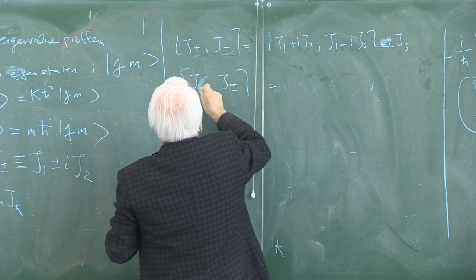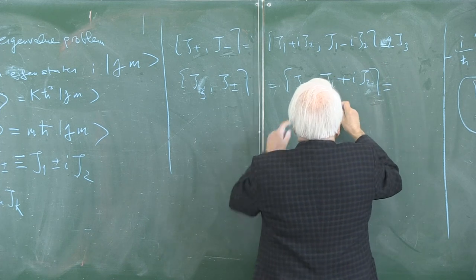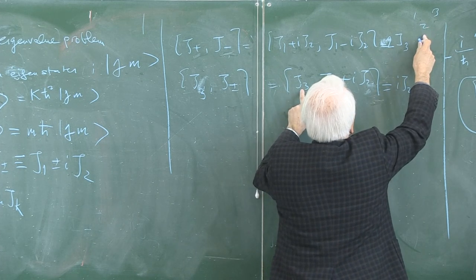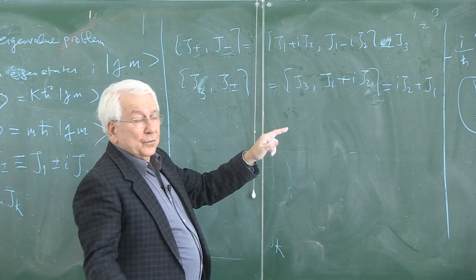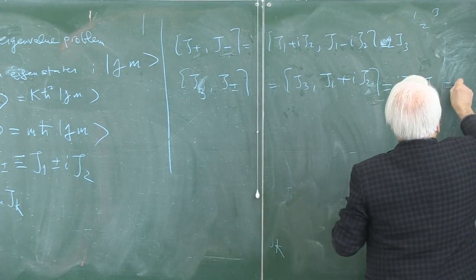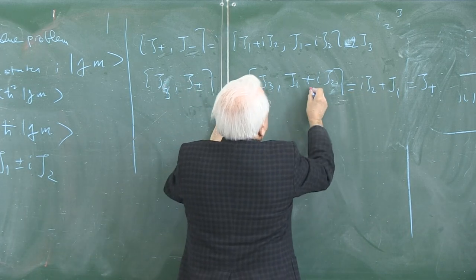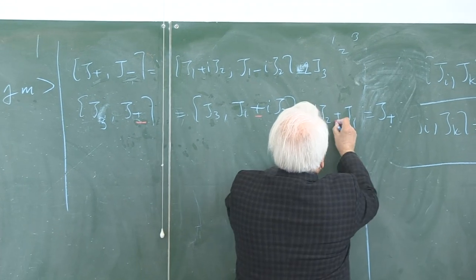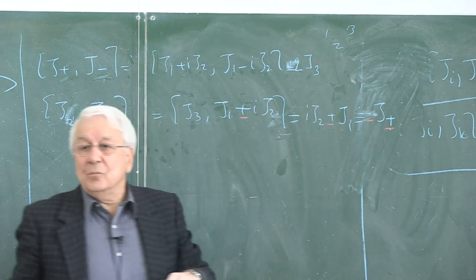How about this one? Let's work it out. J3 with J plus is J3 with J1 plus i J2. J3 with J1 is i J2. J3 with J2 is minus i J1, and i times minus i J1 makes it this. So then what is this? This is J plus. So J3 with J plus is J plus. What about J3 with J minus? That becomes a minus. So it picks up an overall minus sign, so that's the algebra.